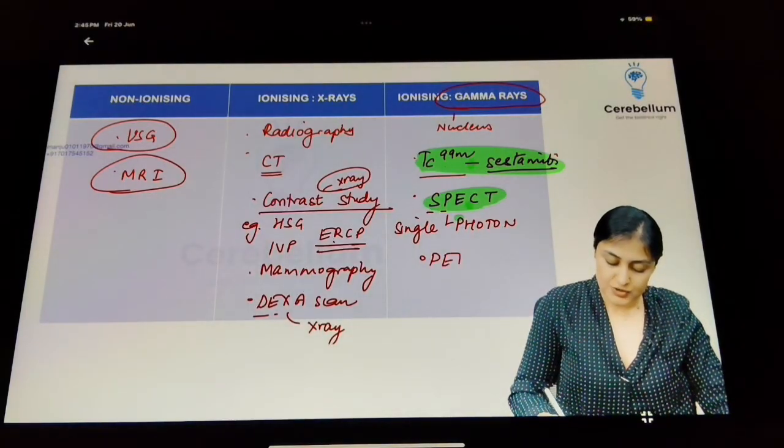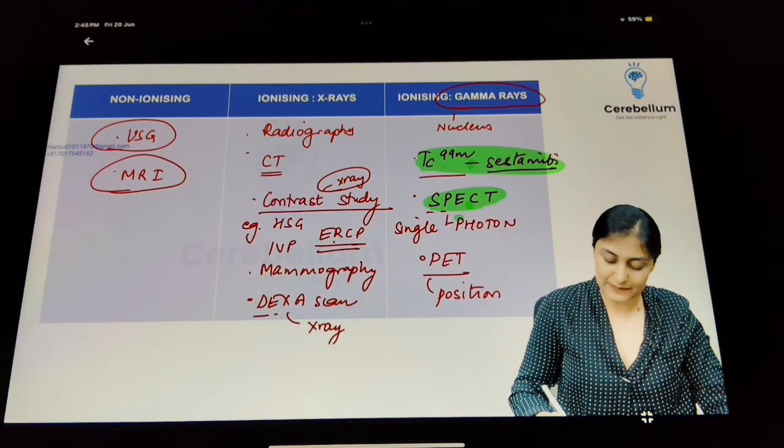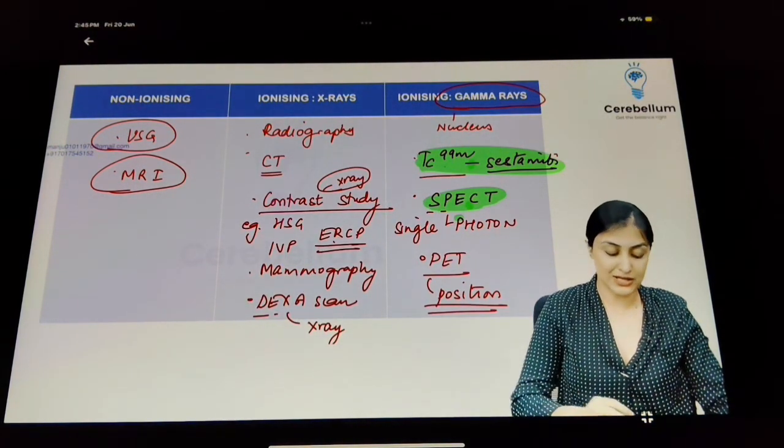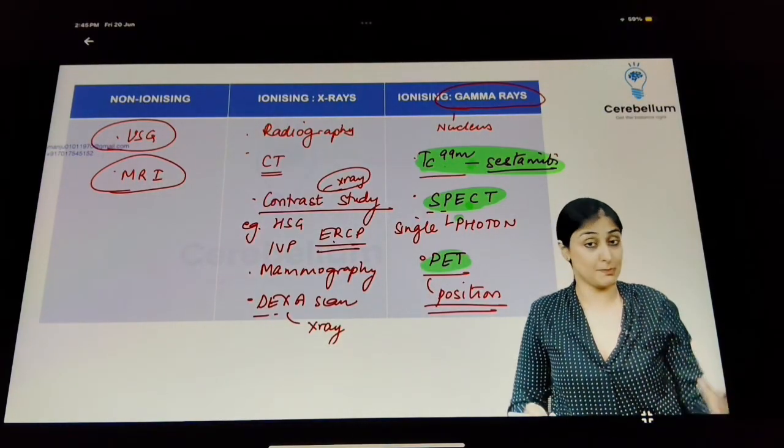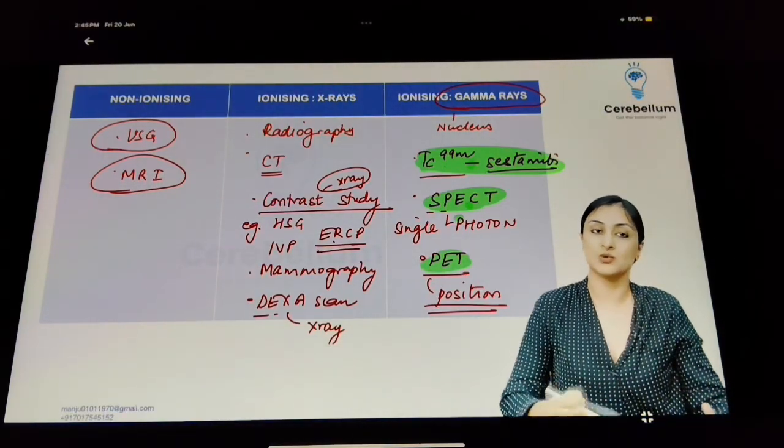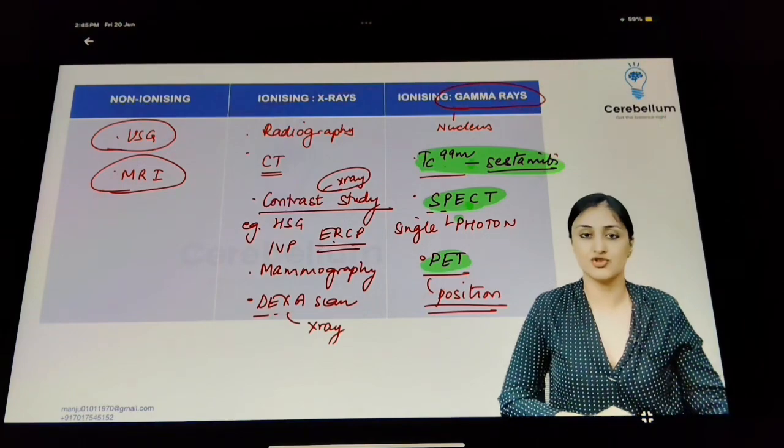And then we have PET, so positron emission tomography. So this is where I'm going to be using positron emission now. This is also nowadays combined frequently with a CT scan, making it PET CT or PET MR, but essentially PET uses gamma rays. So this is your perspective on the imaging modalities.